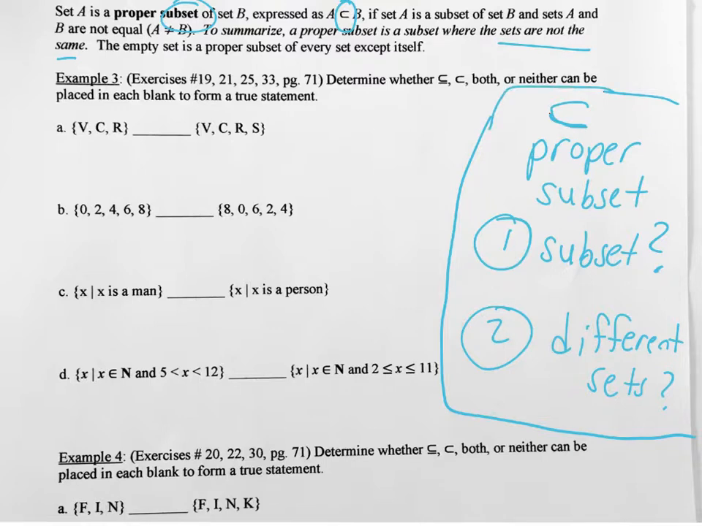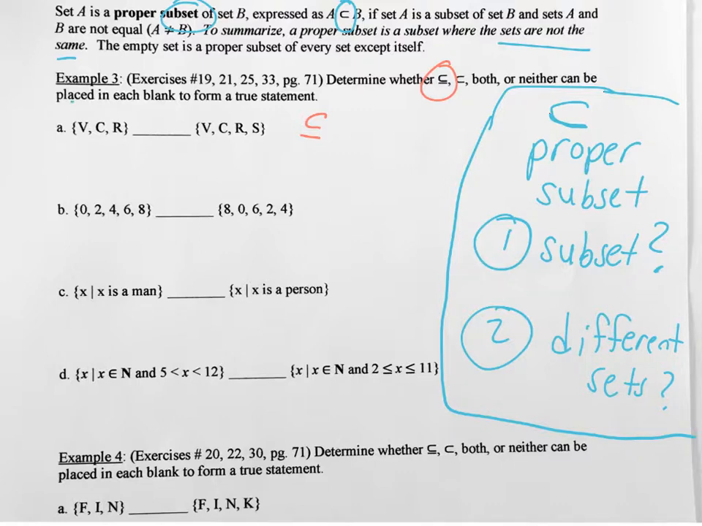Okay, so let's start with A. The set of VCR, is it a subset of VCRS? Well, let's start with a normal subset. Is everything on the left somewhere on the right? Well, V, yep. C, yep. R, yep. Everything in the set on the left is contained somewhere in the set on the right. So it is a normal subset. That works out.